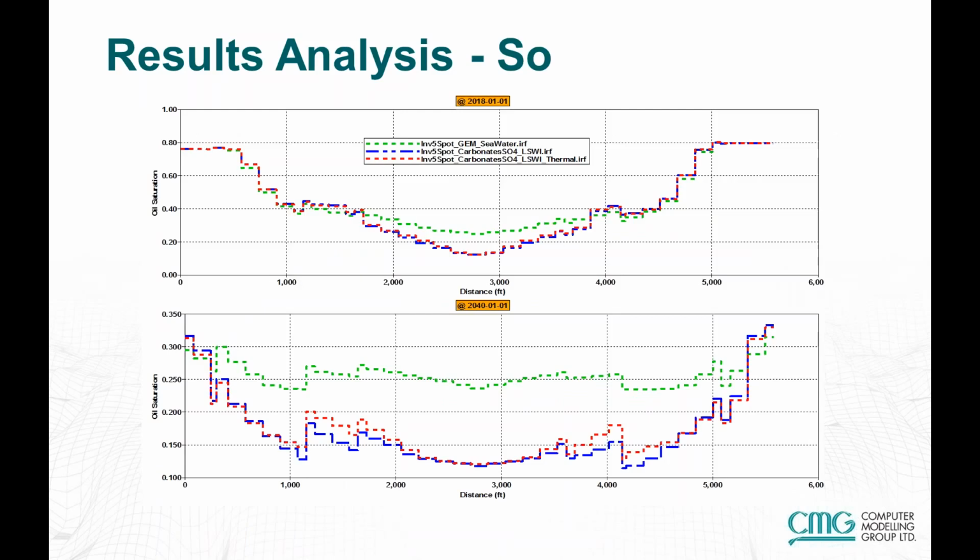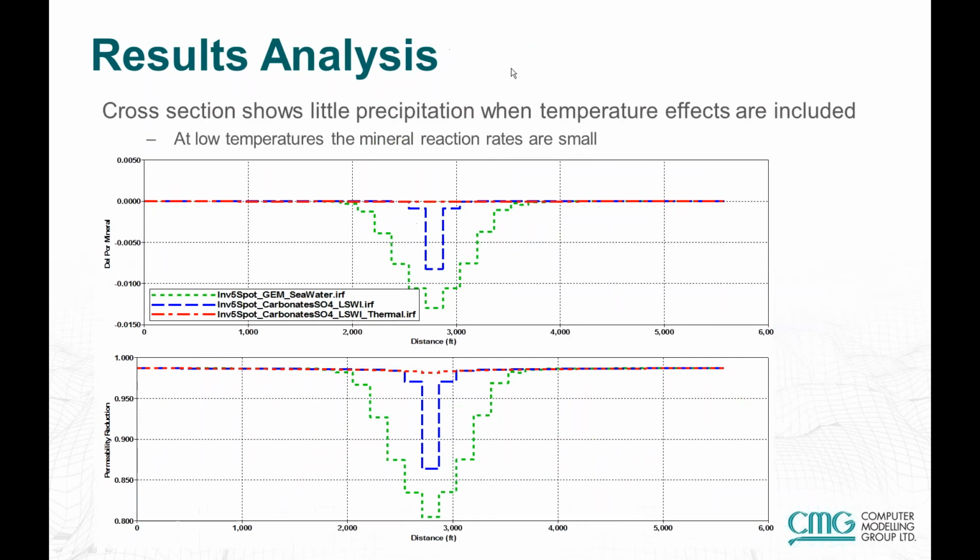So here we're looking at the SO. Top plot is after 3 years, bottom plot is after 25 years. The red curve is the thermal case, the blue one is the low salinity case. So there's not really much change after 3 years, but after 25 years we do see some changes of the oil saturation distribution. So there are some changes there with the thermal effects. But now when we look at the mineral reactions and the mineral precipitation, we see quite a large effect.